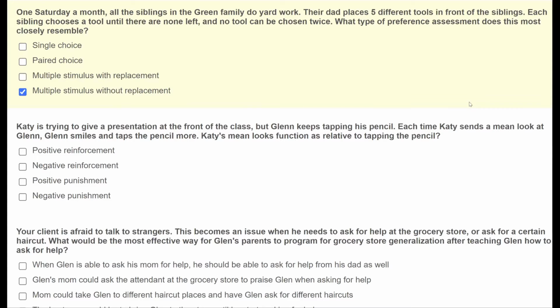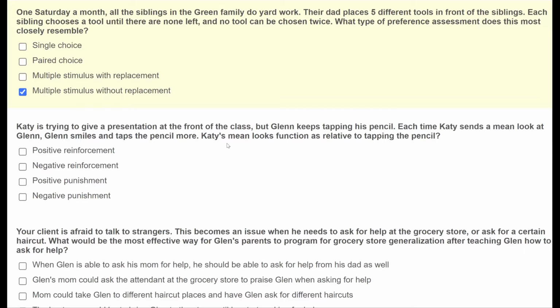Well, we know Katie sends a mean look at Glenn, so she's adding the mean look, so it's positive. And then does that mean look stop Glenn from tapping the pencil and smiling? Well, no. Once Katie sends the mean look, once she adds the mean look, Glenn just starts doing it more and more and more. This is attention-based behavior, right? What happens when you give attention-based behavior attention? It increases. So is Katie punishing this behavior? No, she's reinforcing it, because by adding the mean look, she's reinforcing Glenn's need for attention, so Glenn's behavior increases.